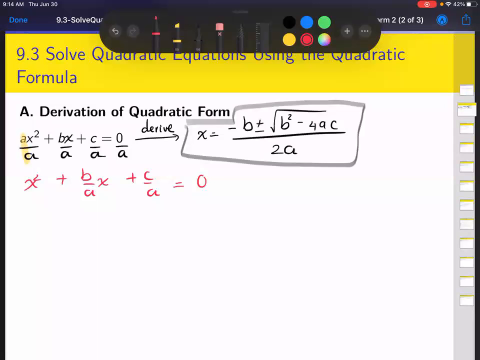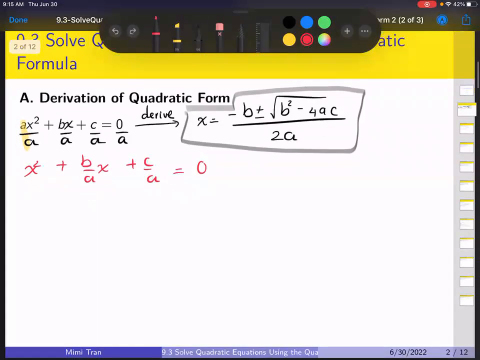I'm going to start. In order to derive the quadratic formula, which is here, I'm going to divide both sides by A, or everybody by A. This is what I have.